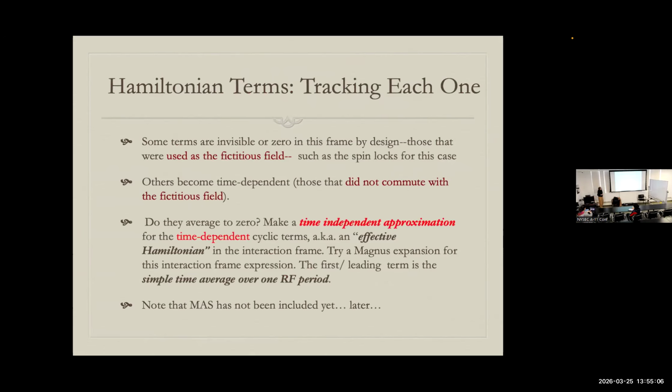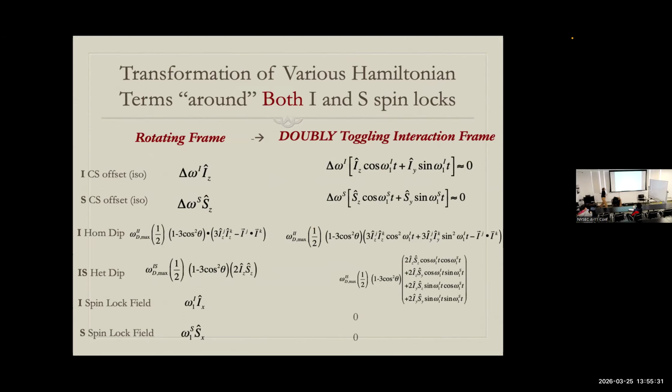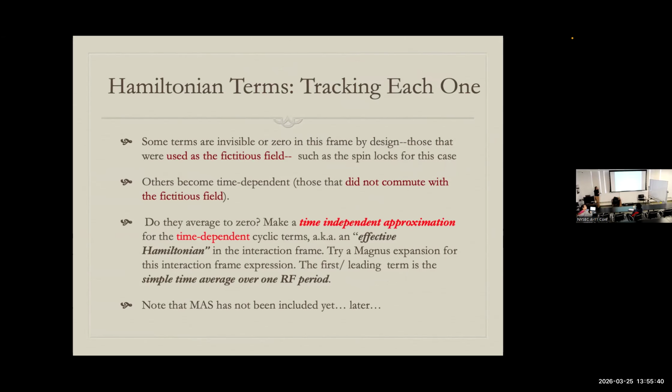So what we saw there is some terms are invisible or zero in this frame by design. Whatever we use for the fictitious field, we erased it fully and completely. Others become time dependent. And actually, those are the ones that don't commute with the fictitious field. Those are the ones that become time dependent. Many of them also become zero in the average, like I pointed out one in the last slide. Because this is just a sine times sine variation, we know that if we take that integral, we'll get zero. So that time average is zero. So some become zero by design, some become zero in the average.